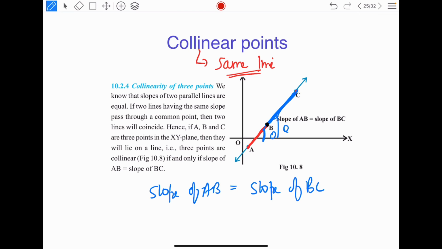If they are on one line, that means AB and BC both are on the same line, that is, line AC. So the slope of the line segment AB and the slope of the line segment BC will be the same. What is the reason? If they are on the same line, they will definitely make the same angle with the x-axis.